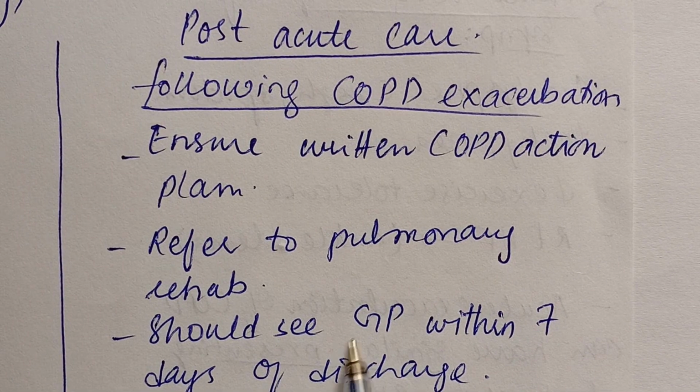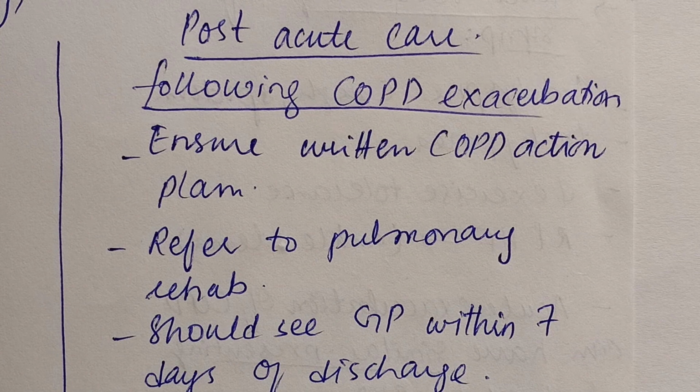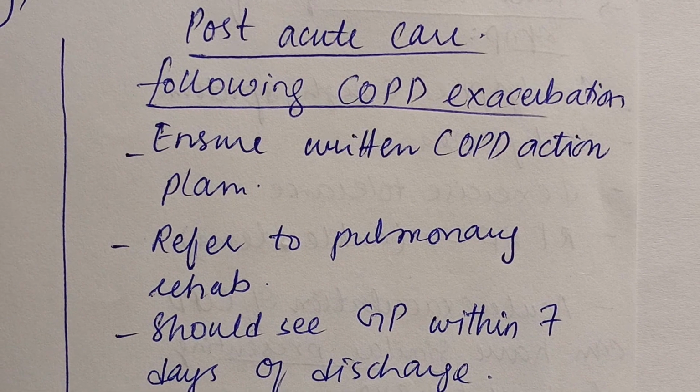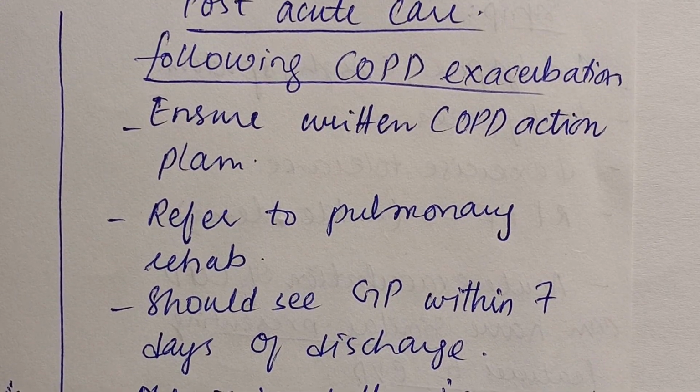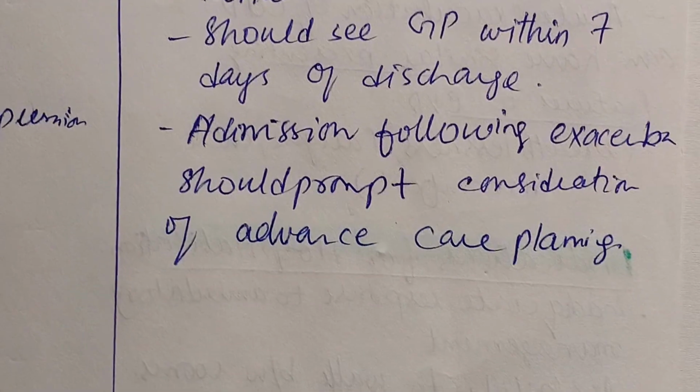The patient should see the GP within 7 days of discharge, and admission following exacerbation should prompt consideration of advanced care planning. Once the patient with COPD has undergone an exacerbation and is hospitalized because of it, this should prompt consideration of advanced care planning.